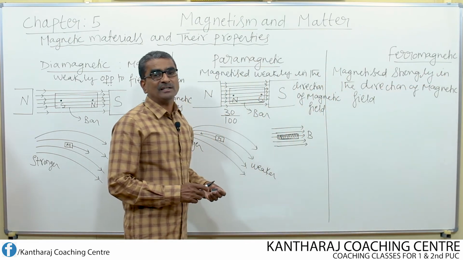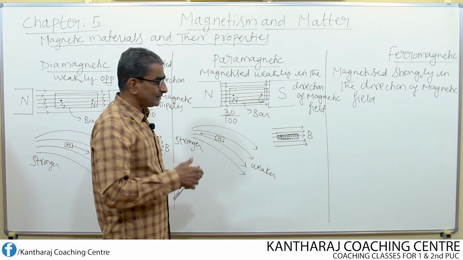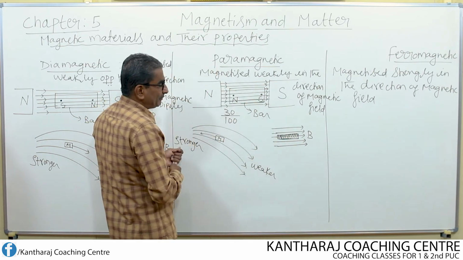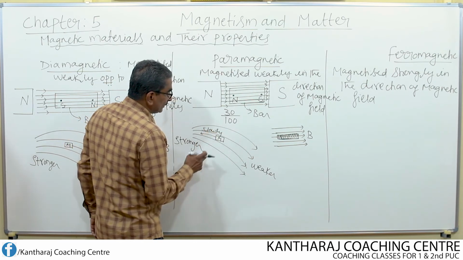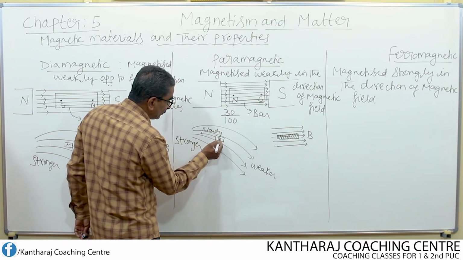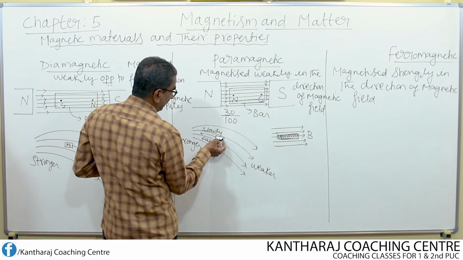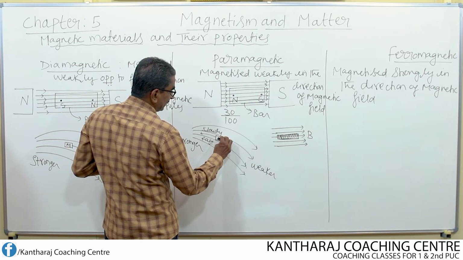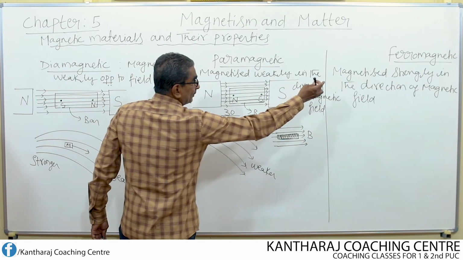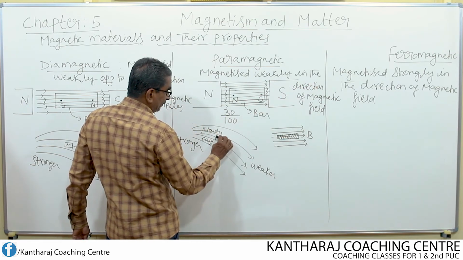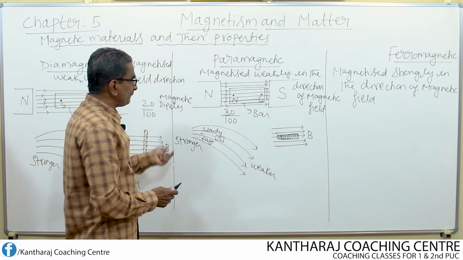Then what difference is there between paramagnetic and ferromagnetic with respect to this? If it is a paramagnetic material, then it moves slowly. Suppose if it is a ferromagnetic material, then it moves fast. Suppose if I imagine this as a paramagnetic material, if I keep this in non-uniform field, then from weaker to stronger, it moves slowly like this. In case of ferromagnetic, it moves strongly like this. That's the difference.